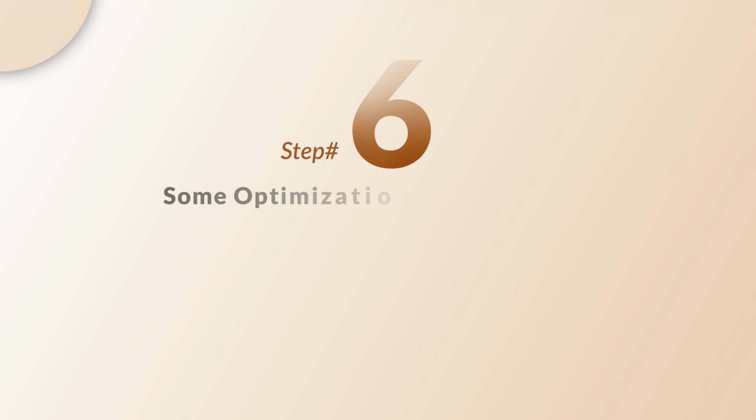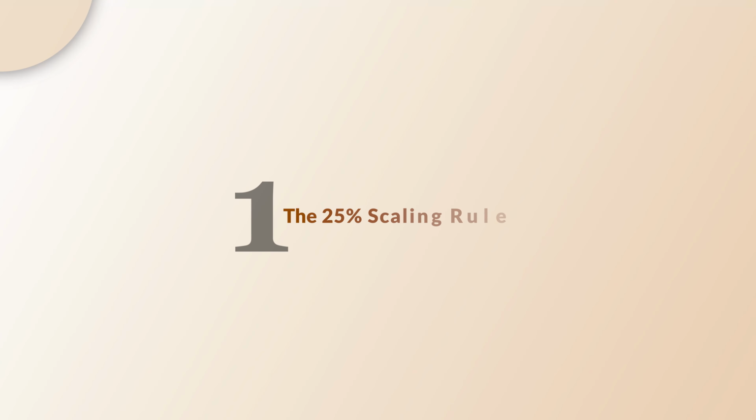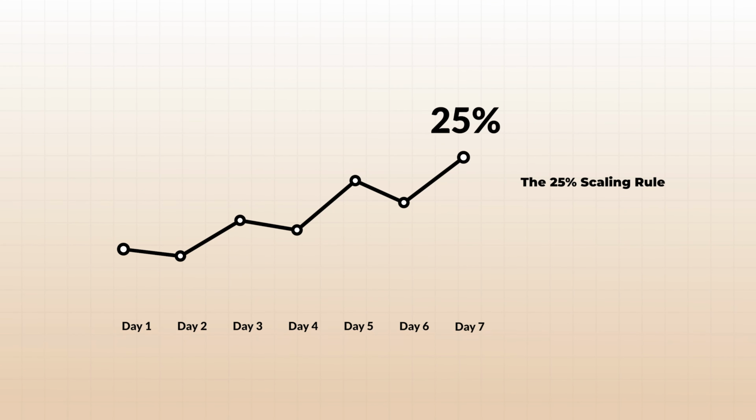Step 6 are some optimization and scaling strategies that I've used. But scaling requires a little bit of patience and the right approach in my experience. So here are 2 proven methods that have worked for our clients. The first one is the 25% scaling rule. So a rule of thumb that I use is to increase the budget by 25% every few days to avoid resetting the learning phase. So resetting the learning phase will just push back the time it takes for Facebook to really understand your ad and the audience that you're trying to put it in front of.